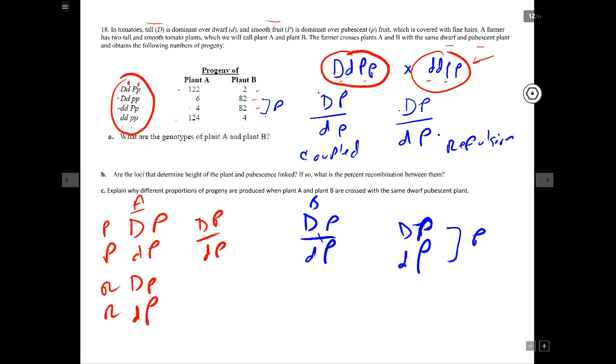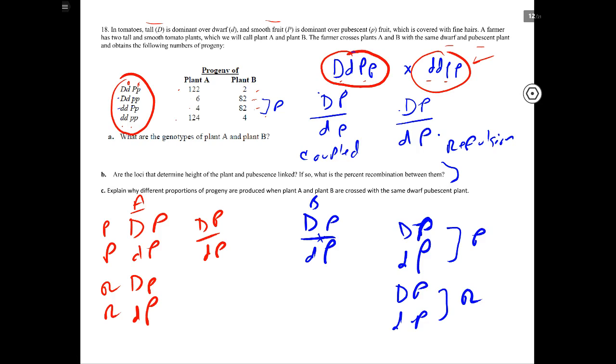And then we get a crossover. We get big D, big P, and little d, little p. These are recombinants. Alright, so are these genes linked, and what's the distance between them? Yes, they're linked. And we know that because if they weren't linked, we'd get a 1-to-1-to-1-to-1 ratio. And also, if they weren't linked, there's independent assortment, so there's no repulsion and coupling. You just get a 1-to-1-to-1-to-1 ratio.